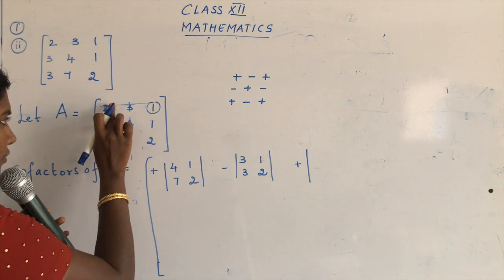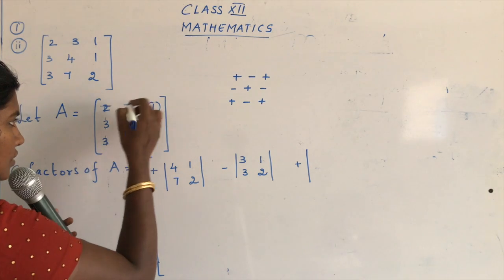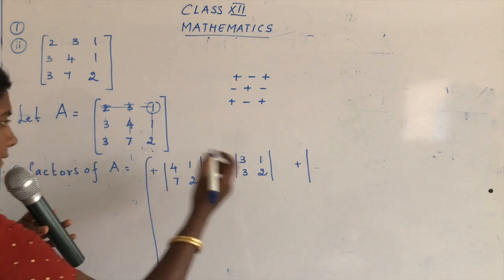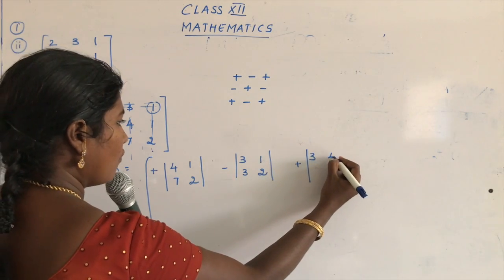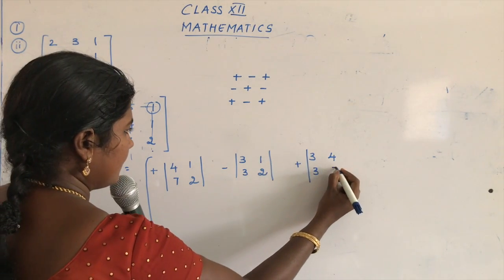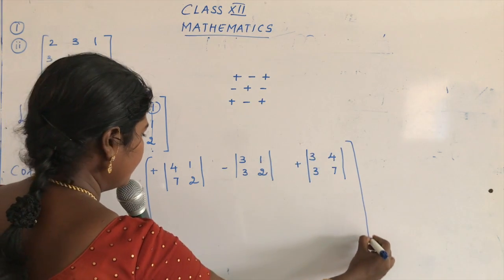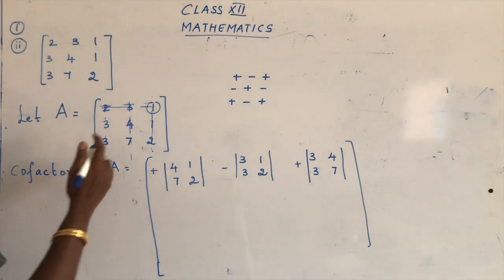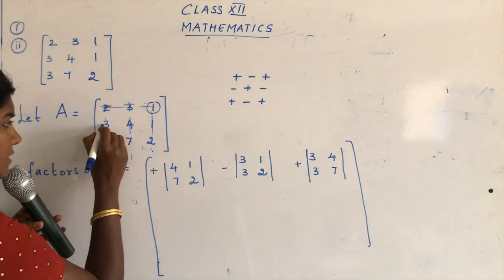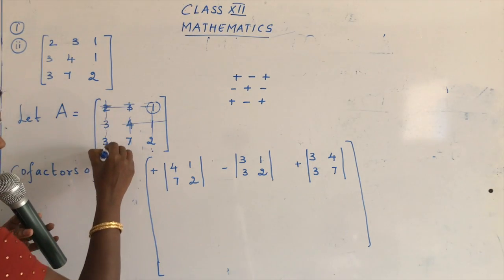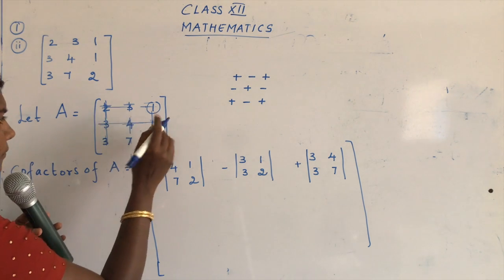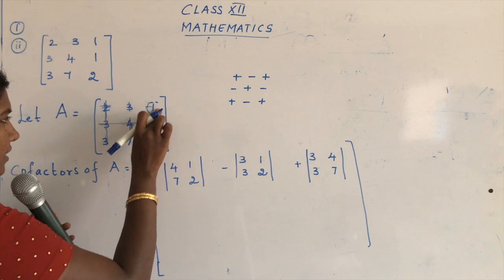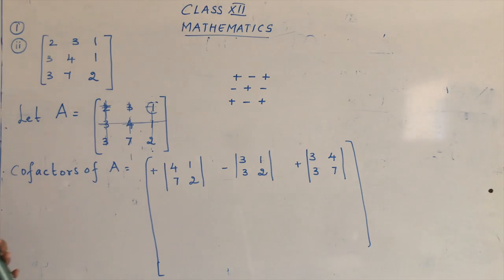Now what we are going to do? We are going to see for this element. Eliminate the row, eliminate the column. So what is left over here? 3, 4, 3, 7. So I have finished the first row. Now let's go for the next one. Similarly, for 3, eliminate this particular row and eliminate the column. So what is left now? Be careful when you are writing the numbers because you will get confused. If you make a mistake, everything goes wrong.